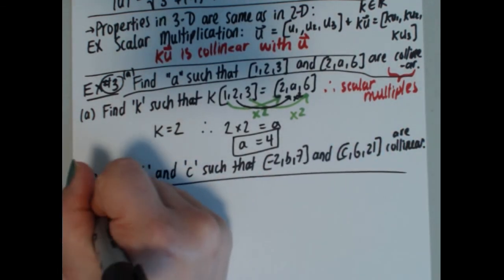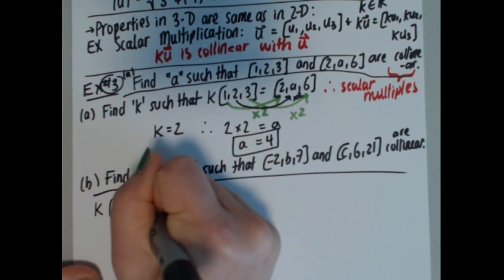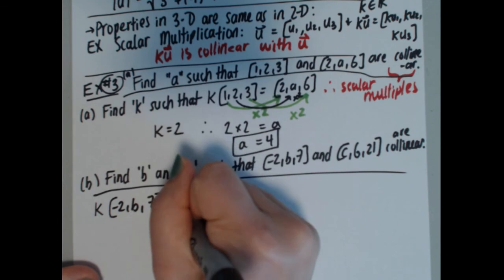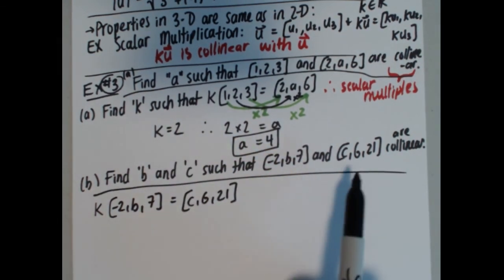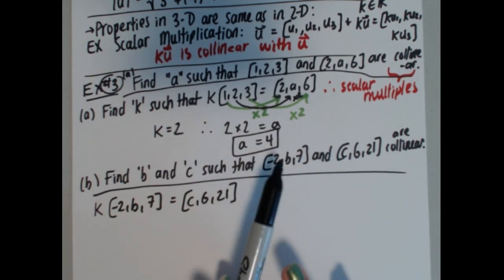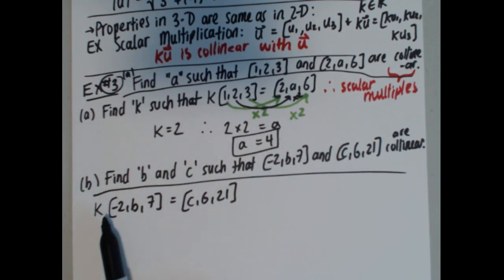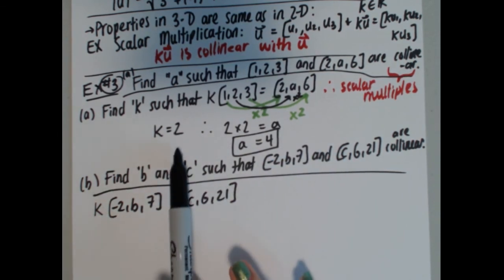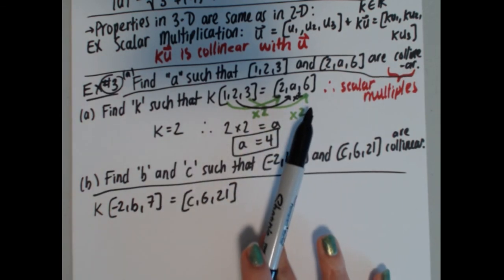So that means some constant k times one vector, so [-2, b, 7], has to equal the other vector. Now it doesn't matter which side you put k. They're scalar multiples of each other, so you can put k on the left or you could put k on the right. The only difference is if you put k on the left, you're going to get one value of k, like I did here. I got k is equal to 2. If I stick k on the other side, you're going to get a different value for k.